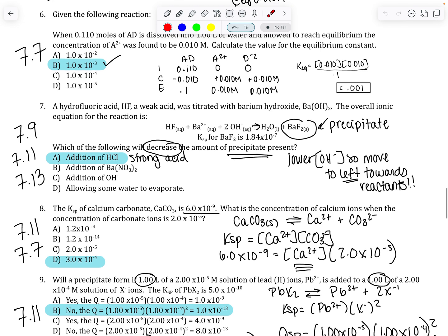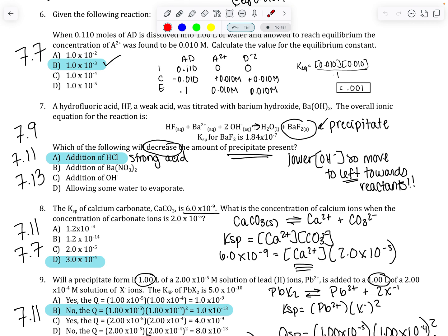Number 7 says hydrofluoric acid, or HF, is a weak acid that's titrated with barium hydroxide. The overall ionic equation is such. Which of the following will decrease the amount of precipitate present? So remember, you need to know what a precipitate is. It is right here. Okay, it's that solid that's formed when you combine two solutions. And we want to decrease the amount. So basically, we need to move the reaction to the left. Okay, that's what we need here. So ultimately, we need to do something that's going to lower this.